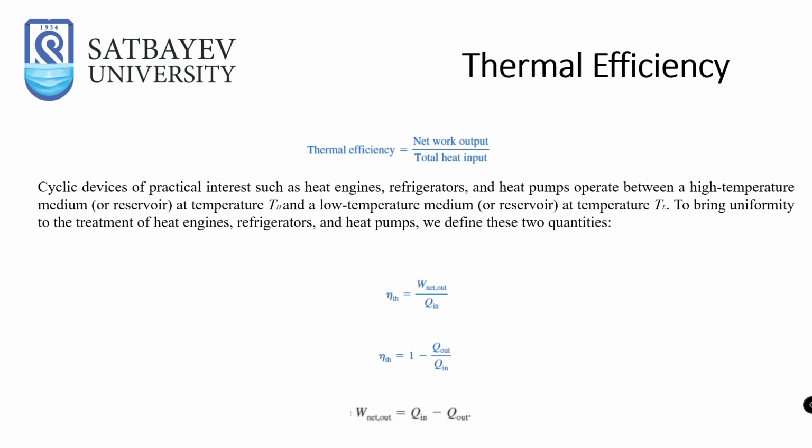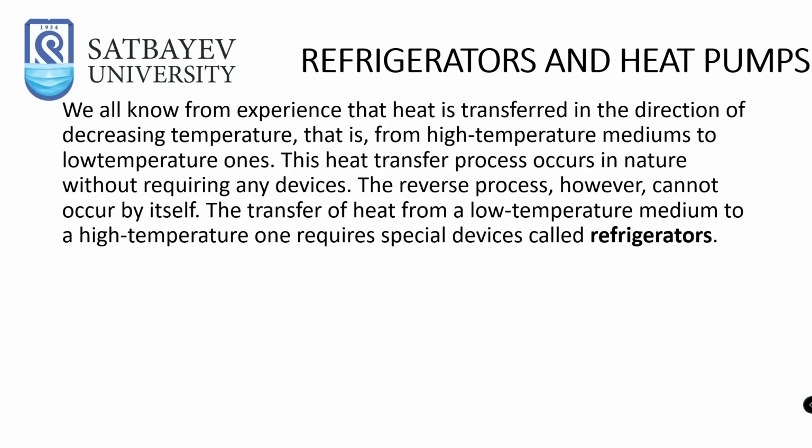Cyclic devices of practical interest such as heat engines, refrigerators, and heat pumps operate between a high temperature medium and a low temperature medium at temperature TL. To bring uniformity to the treatment of heat engines, refrigerators, and heat pumps, we define these two quantities as follows. The efficiency is the amount of useful energy that we get relative to the amount of energy that is consumed to produce this useful energy. Generally, the efficiency of heat engines is not higher than 40%, 20%.